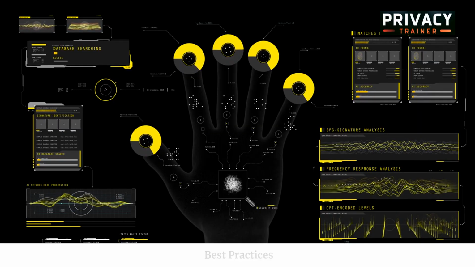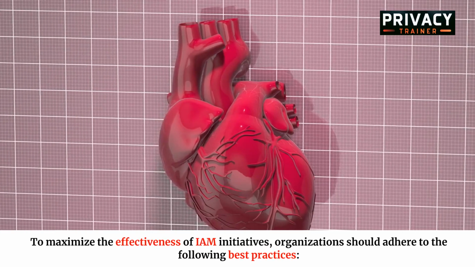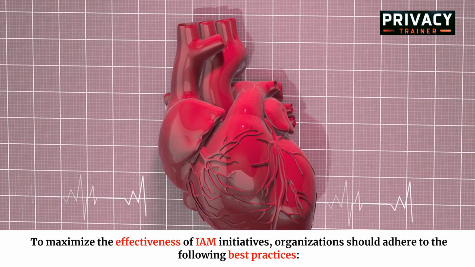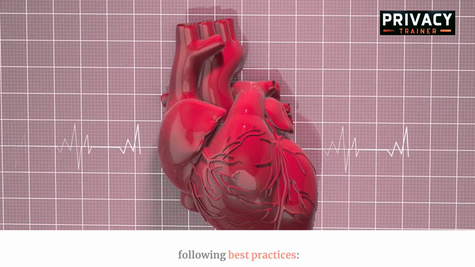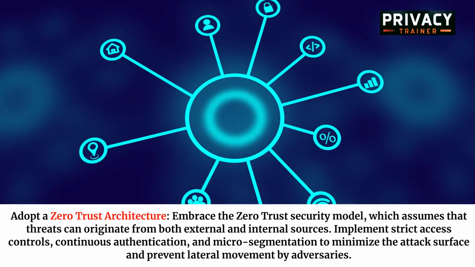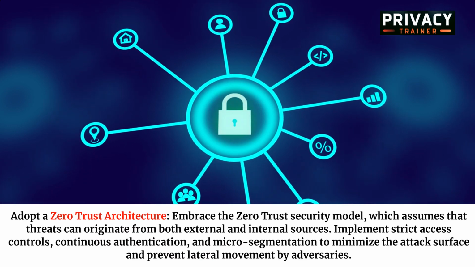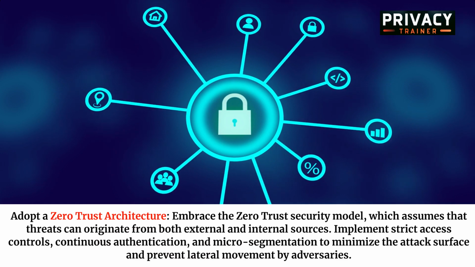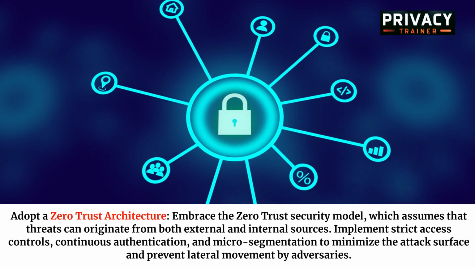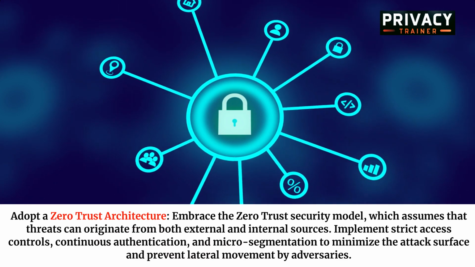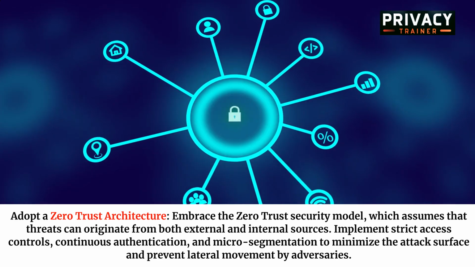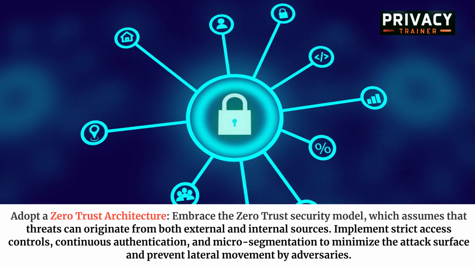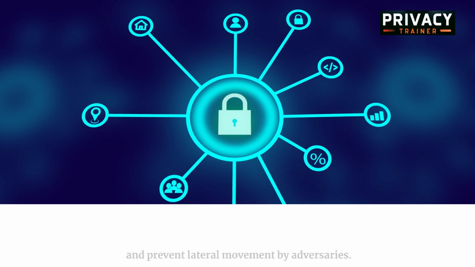Best practices. To maximize the effectiveness of IAM initiatives, organizations should adhere to the following best practices. Adopt a zero-trust architecture. Embrace the zero-trust security model, which assumes that threats can originate from both external and internal sources. Implement strict access controls, continuous authentication, and micro-segmentation to minimize the attack surface and prevent lateral movement by adversaries.